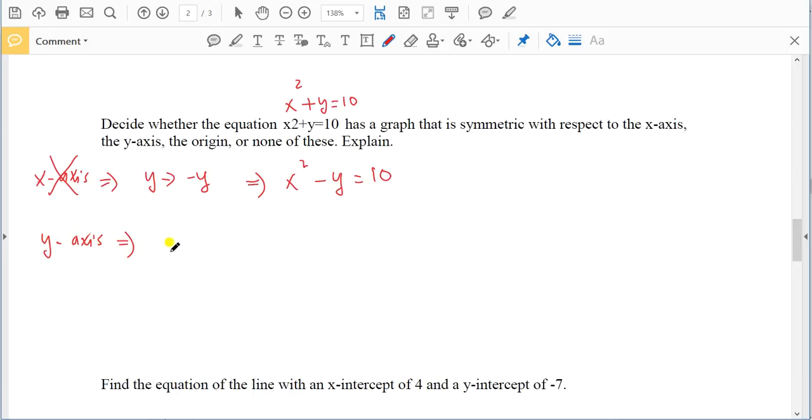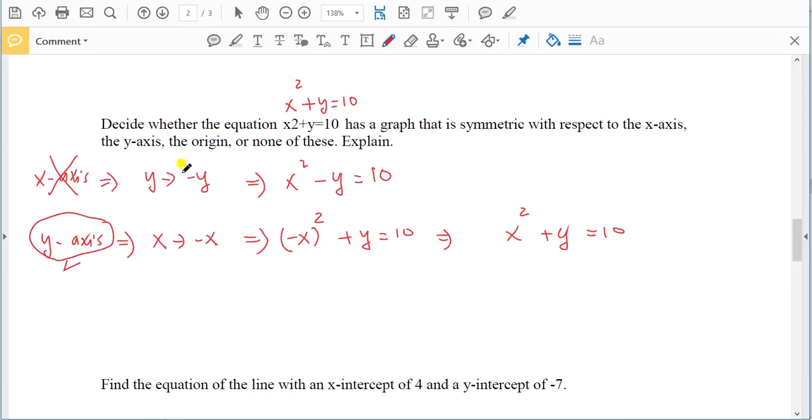For y-axis, we replace x by minus x. Okay, so x now becomes minus x. We keep the square outside, and the minus squared still gives me the same thing. And now I end up with the same original equation. Therefore, yes, this is y-axis symmetric. Okay, so I can say this is y-axis.